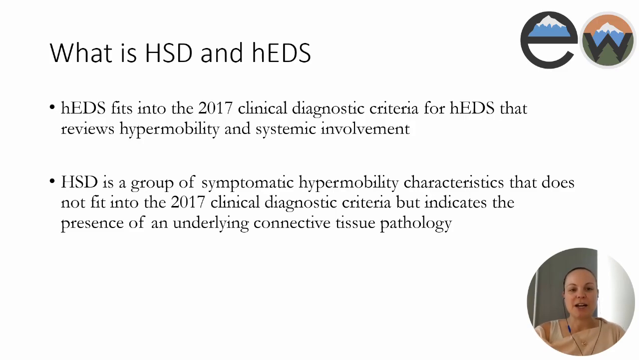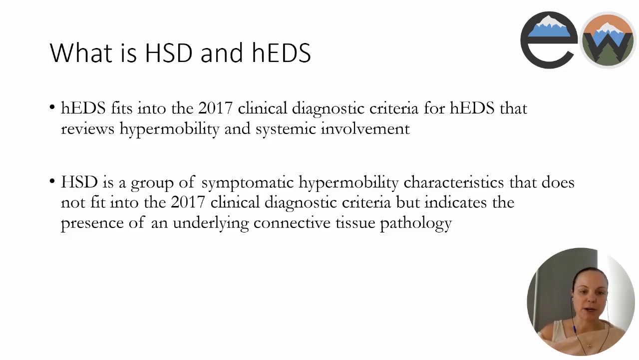So the difference between hypermobile EDS and hypermobility spectrum disorder is a checklist, right? Those that have hypermobile Ehlers-Danlos syndrome fit into the 2017 clinical diagnostic criteria for hypermobile EDS. If you were diagnosed before 2017, it's written that you can keep that diagnosis, but after 2017, we rely on this clinical checklist that we'll run through, not in detail, but just to understand what we're looking at and why. It reviews hypermobility and also systemic involvement, right? So we're seeing, again, more connective tissue problems rather than just hypermobility and ligament problems. It's more of a global type problem, genetic related.